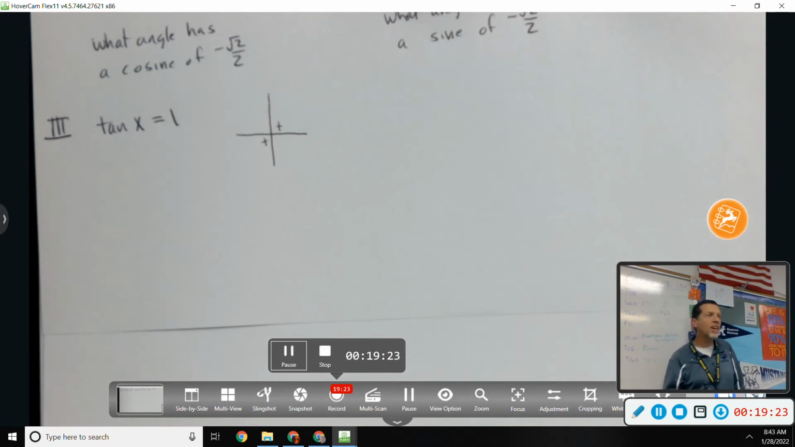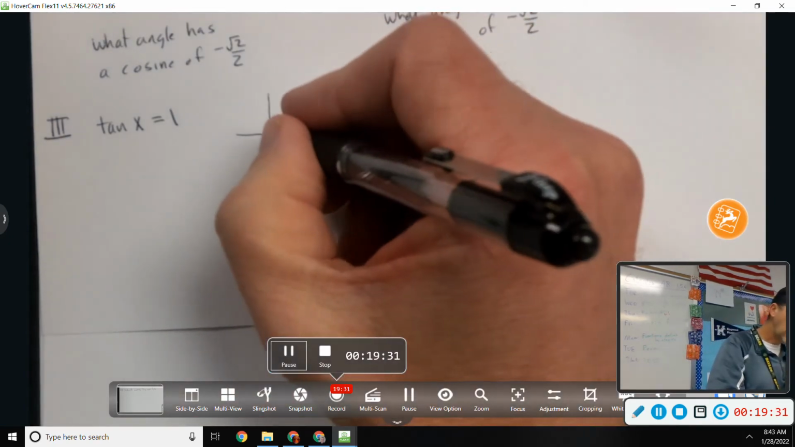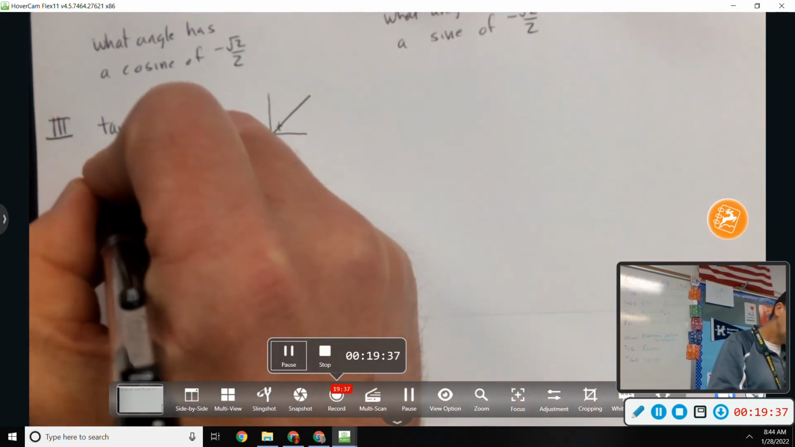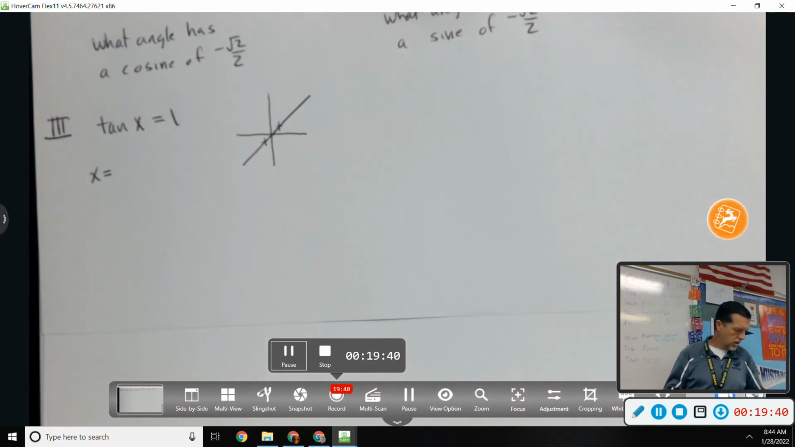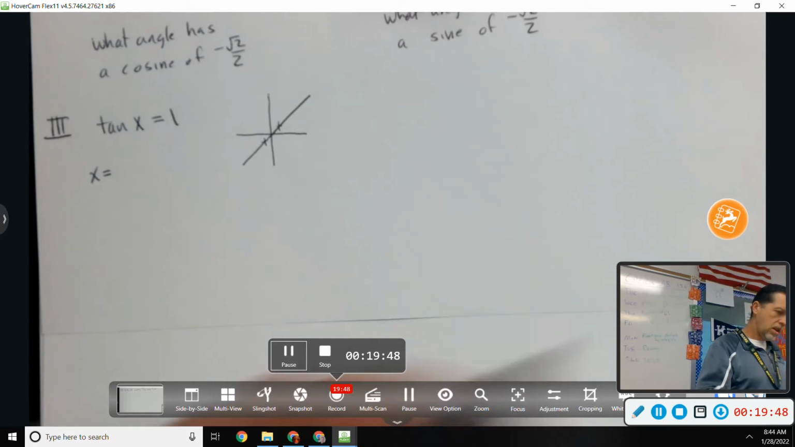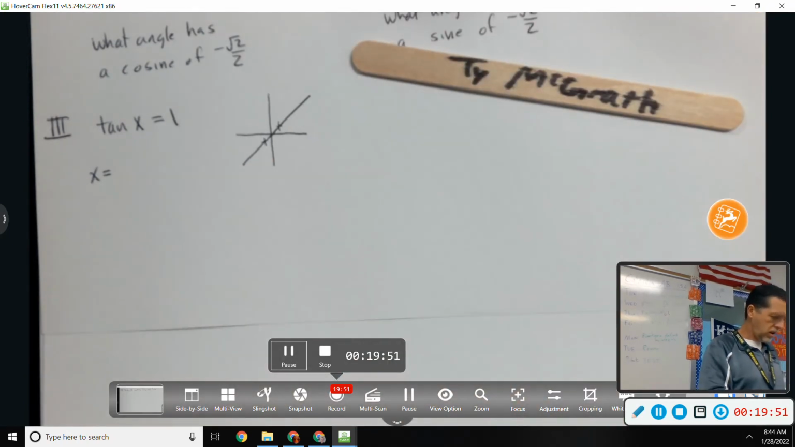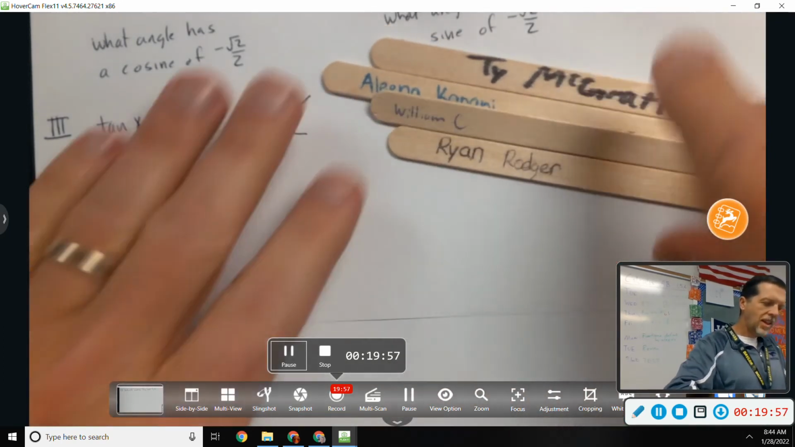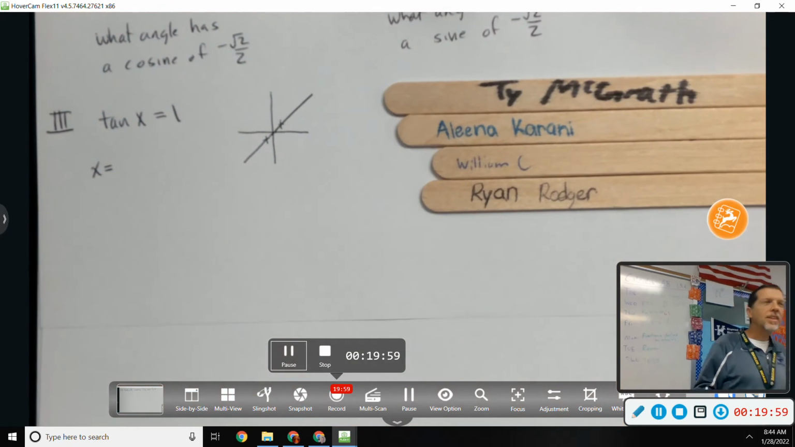What's the reference angle or the key angle, or is it shallow, middle, or steep, where tangent's 1? Yeah, I picked an easy one, right? That'd be the one where they're the same. So I can, in theory, draw four different names for that angle. So let's do exactly that. So Ty, give me one of those angles that have a tangent of 1.